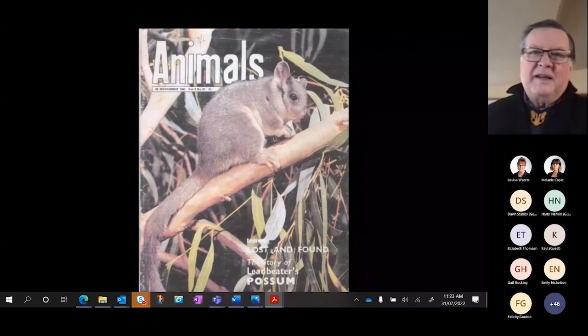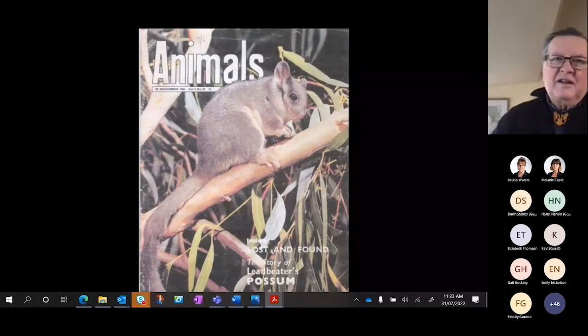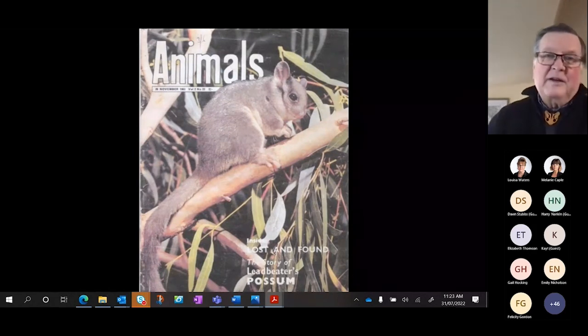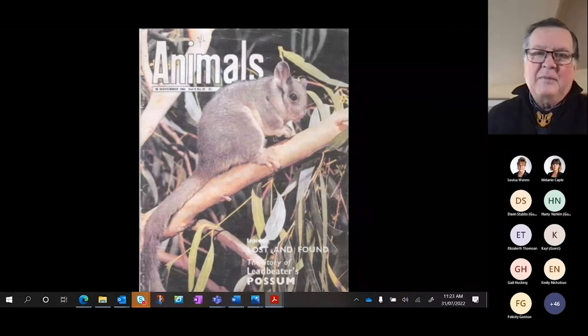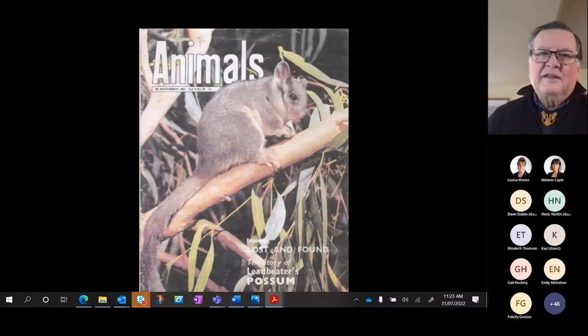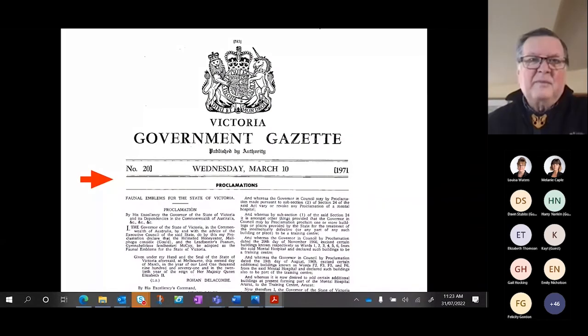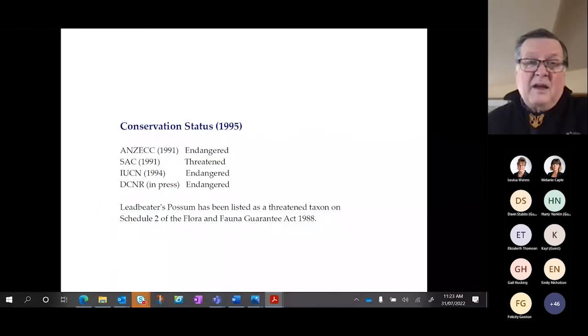And it also appeared in Animals later on in that year, 1963, the story of the rediscovery by Eric Wilkinson, which I also, being completely animal mad, read in that magazine. And in 1971, Leadbeater's possum was proclaimed as one of the faunal emblems of the state, alongside the helmeted honeyeater as the bird emblem. Go on.